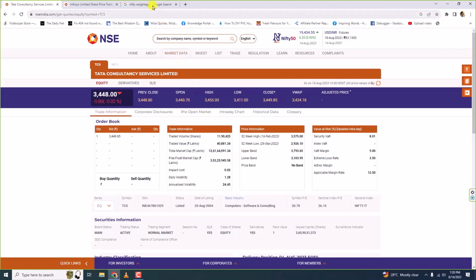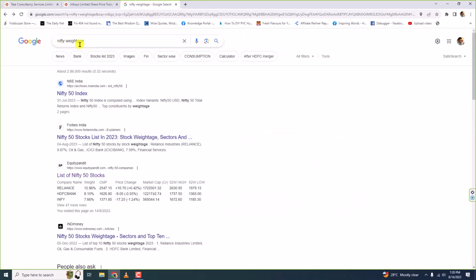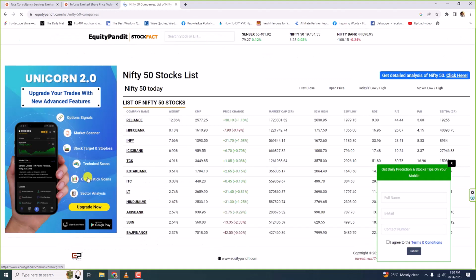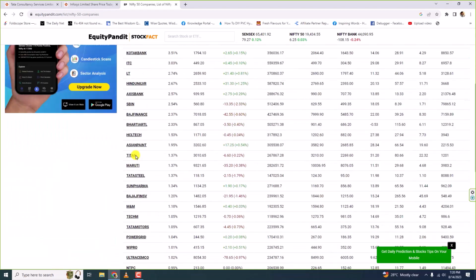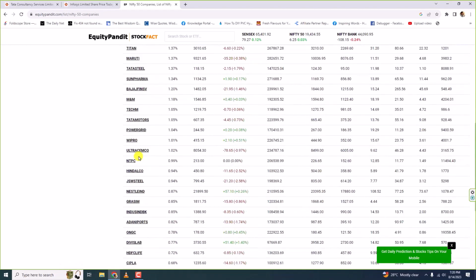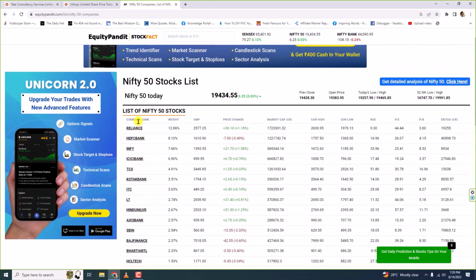Now if you go to Google and just search Nifty weightage or Sensex weightage, you will get a lot of results. So I will click on this website by equitypundit.com, which gives me a list of all the companies in Nifty 50 index. So Nifty 50 is an index. I hope you know that by now. So here you can see all the companies that are in Nifty 50, and all these are arranged according to their weight. And you can see Reliance has 12.86% weightage in this index.